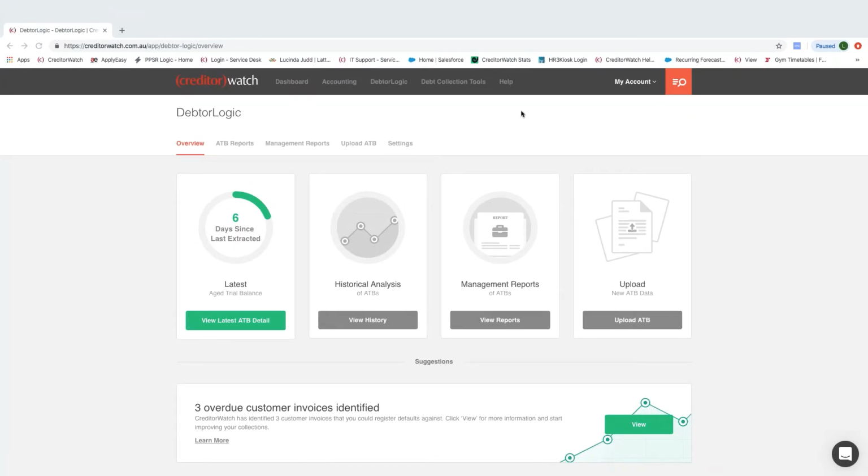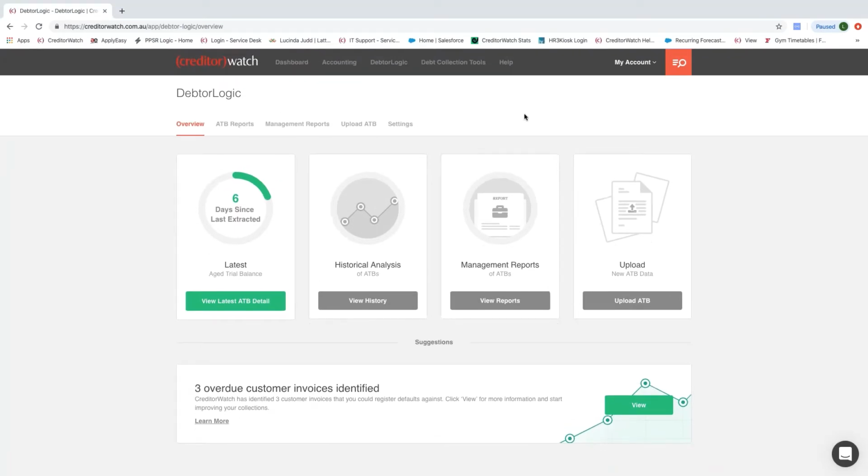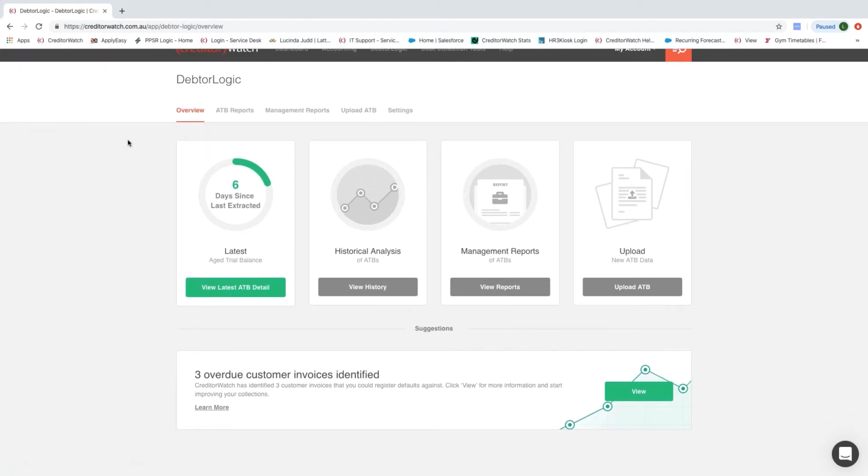Lovely. So, as you can see, DebtorLogic is straight away available within CreditorWatch. It's at the top toolbar here. Once it's been enabled, you'll see that pop up. But straight away we're seeing the system is broken down into 4 main areas. Firstly, we've got the latest ATB portion, which is going to house all of your really crucial breakdowns, all of the aged receivable breakdowns and the market insights that we'll be focusing on today.